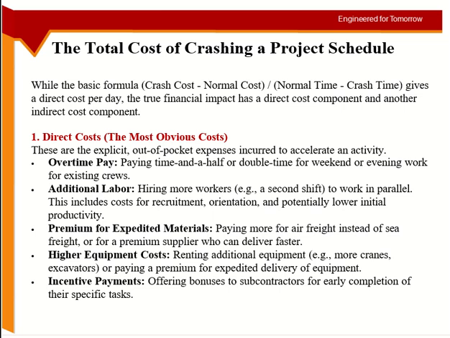When we are crashing the schedule, we need the normal cost, the crash cost, the normal time, the crash time. So when you are doing the crashing, what we are taking as the crash cost and the normal cost is basically the direct cost of the activity.